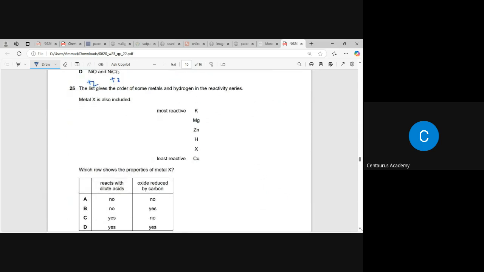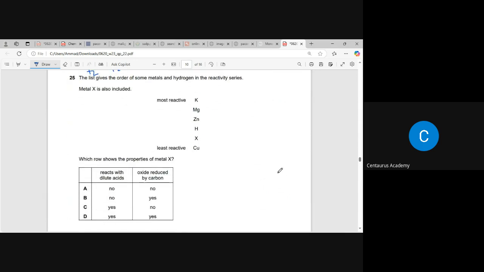Moving on to the next one. The list gives the order of some metals and hydrogen in the metal reactivity series. Which row shows the properties of metal X? So metal X is the one which is below hydrogen. Oxide will be reduced by carbon, yes or no? Yes, its oxide will be reduced by carbon. It is basically present below hydrogen. So its oxide can be reduced by carbon. You will either go with options B or D in this one.